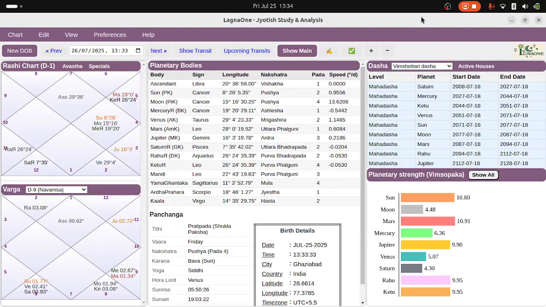Hello friends, today in LagnaOne, the free Vedic astrology software, we will see three very accurate predictive features. Okay, so first let's look at this active house.